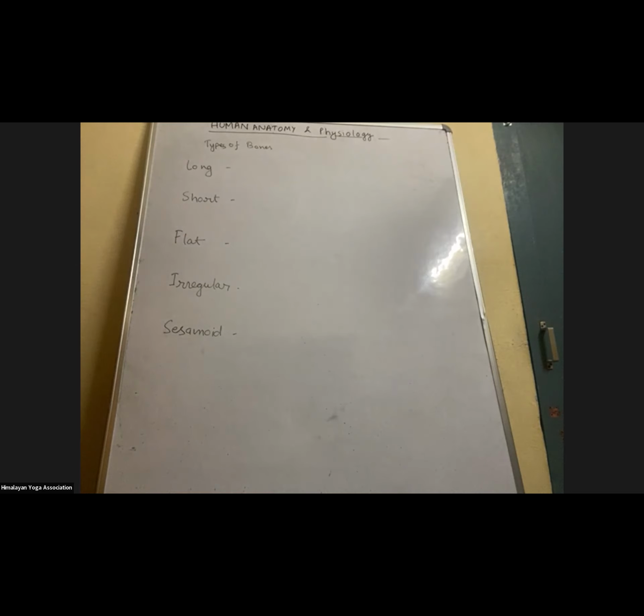And then irregular: the spinal column. All the bones of the vertebral column are irregular. The sacrum, the pelvic girdle, all these are irregular in shape. Then sesamoid. You can write, these are embedded in tendons, fully covered in tendons. An example of sesamoid is the patella, the kneecap.